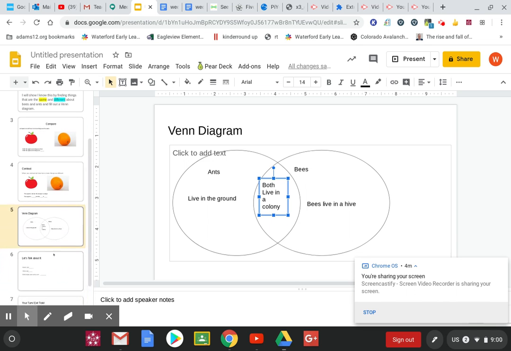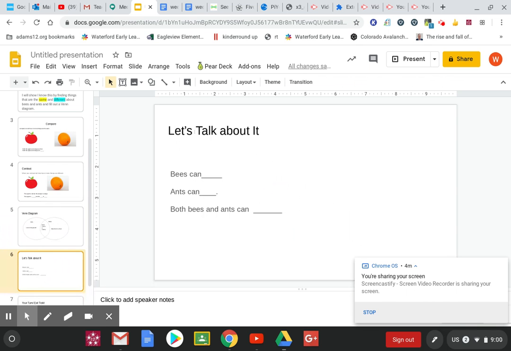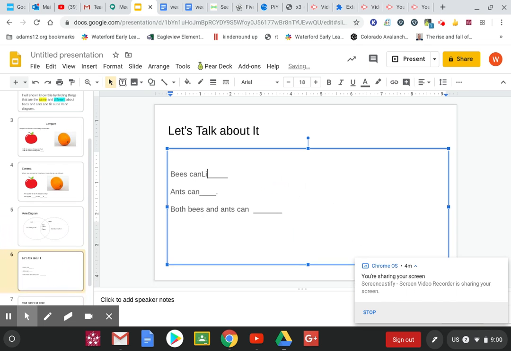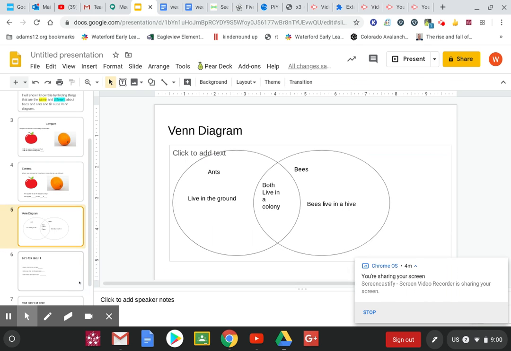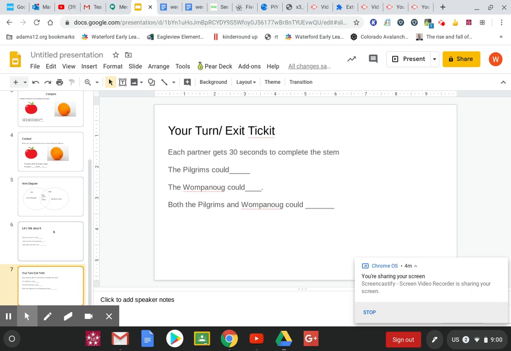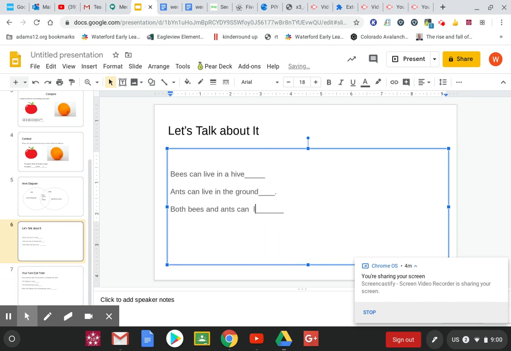So I could use some sentence stems to talk about that. So I could say, bees can live in a hive. Ants can live in the ground. Both bees and ants can, what did I say? Let's go back to my diagram. Both bees and ants can live, see that middle ground? Can live in a colony.